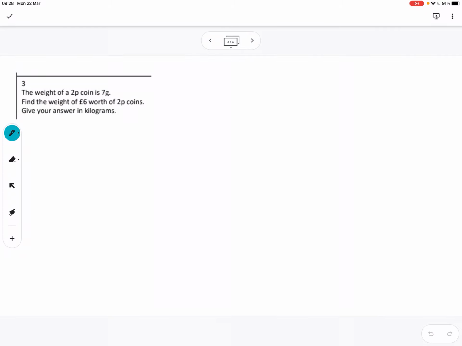Question 3. The weight of a 2-penny coin is 7 grams. Find the weight of 6 pounds worth of 2p coins. Give your answer in kilograms. So, 6 pounds times 100 equals 600 pence. 600 pence divided by 2 pence coins is 300 coins. And then I've got 300 2p coins.